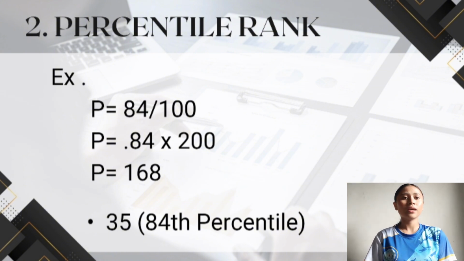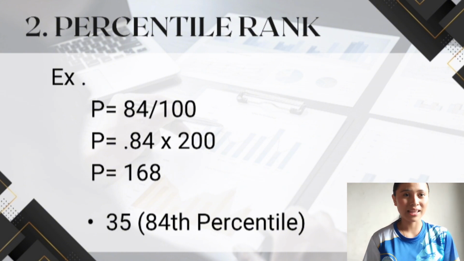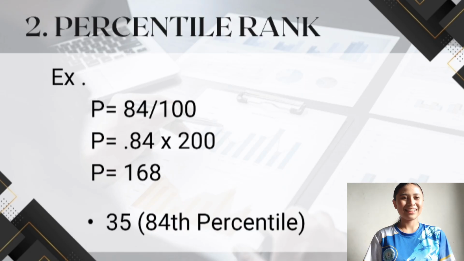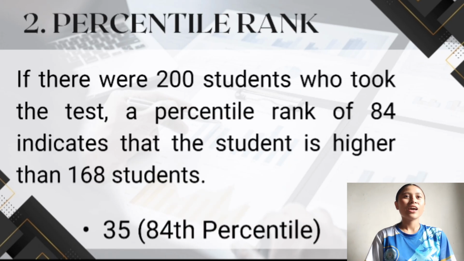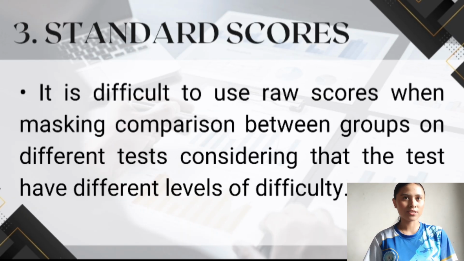What does it mean? The interpretation is that if there were 200 students who took the test, a percentile rank of 84 indicates that the student is higher than 168 students. Now, let's proceed to number 3, standard scores.